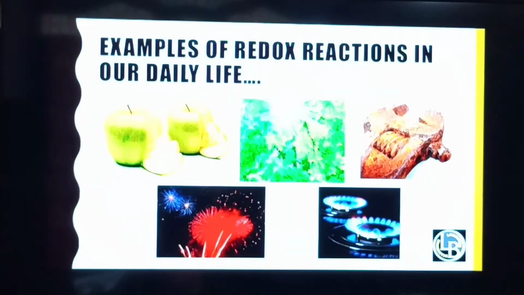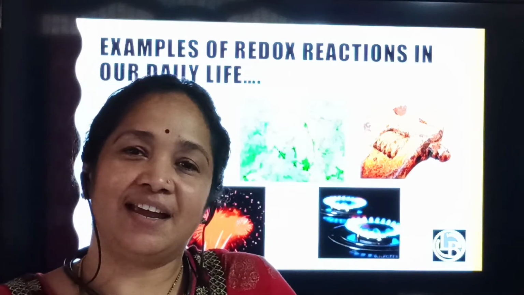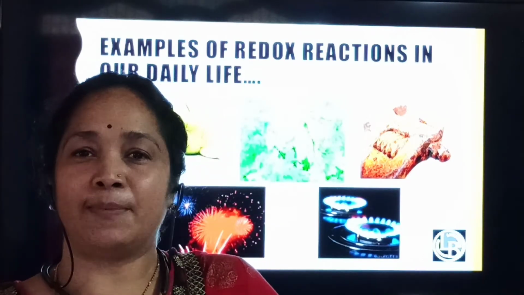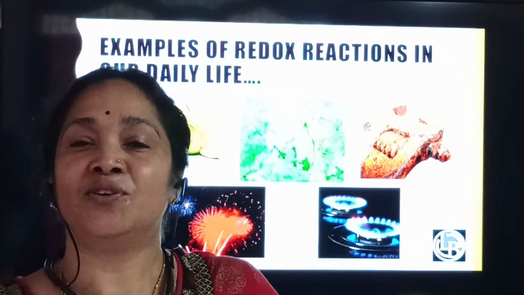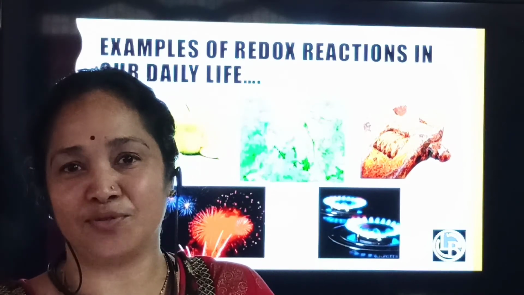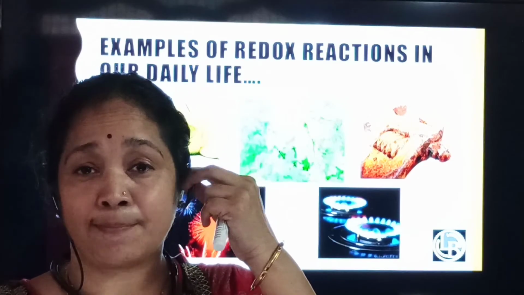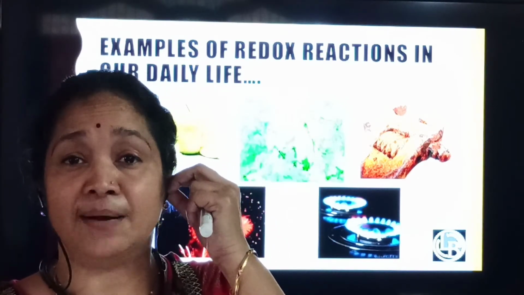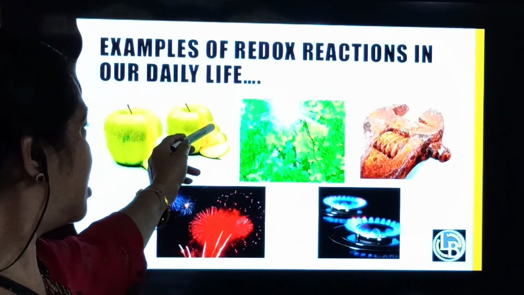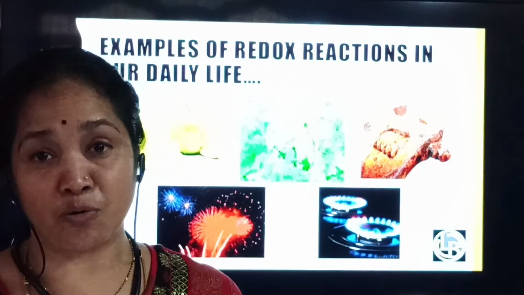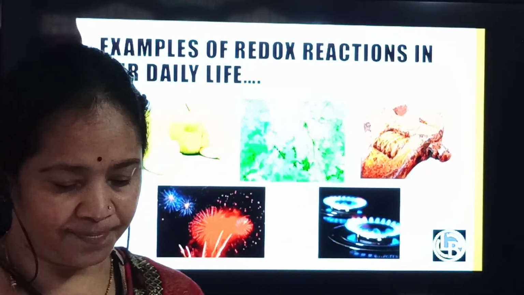Now these are the examples of redox reactions in our daily life. All the time your parents will be warning you that when you cut an apple, you have to eat it immediately. You can't keep the apple like that, because inside the apple there is an element, namely barium. This barium undergoes oxidation. You can see the color also. The color turns brown. This is again oxidation.